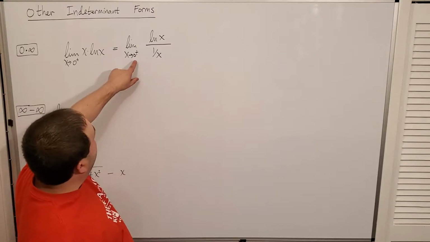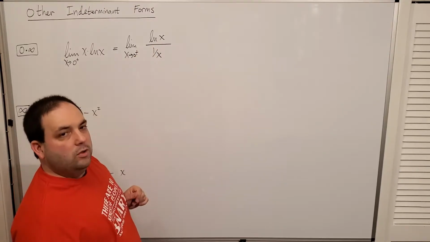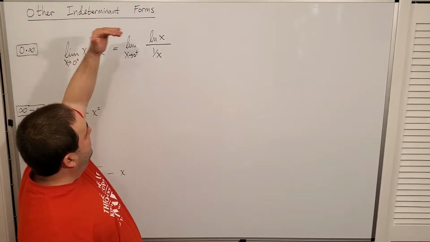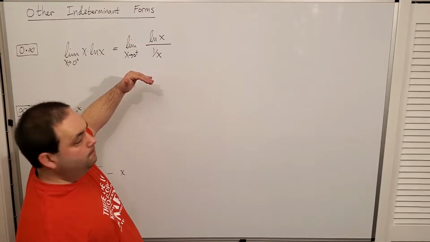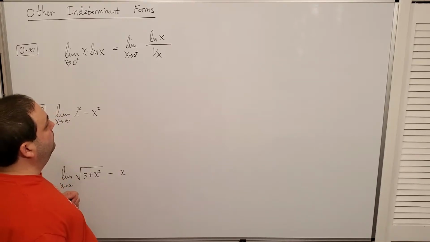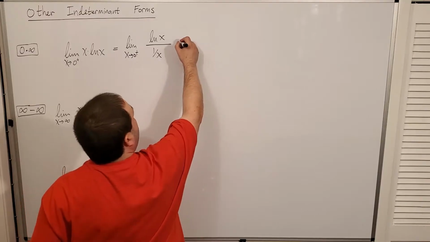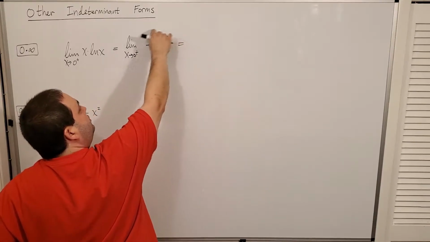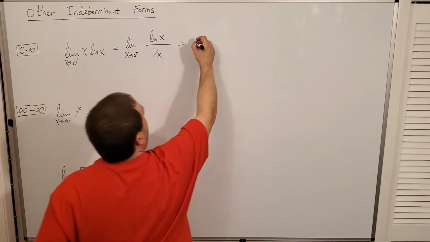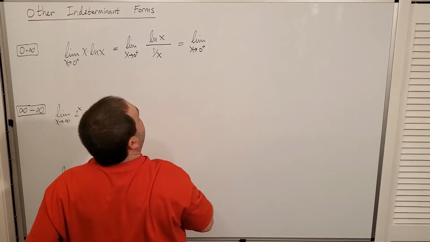Now, if you inspect, the ln will give a negative infinity, and 1 over 0 gives a positive infinity when it's from the right. So I've got a negative infinity over infinity right now, which is prime real estate for L'Hopital's rule. Okay, I have the infinity over infinity case, so I'm going to do L'Hopital's rule, which is to take the derivative of just the top and just the bottom separately. So, limit as x approaches 0 from the right.